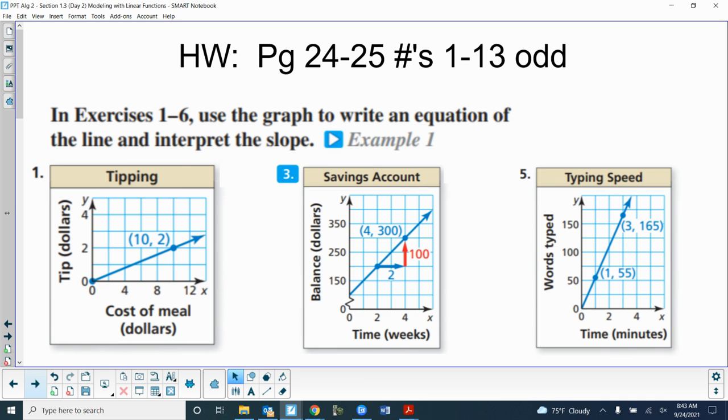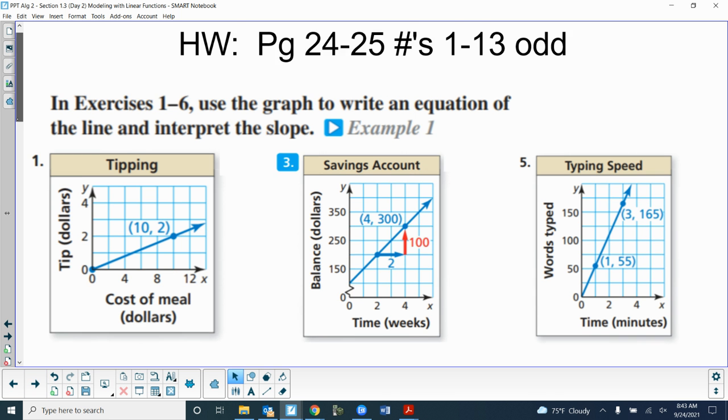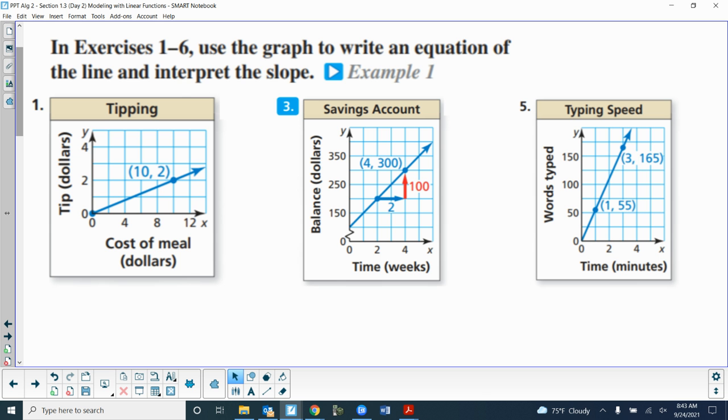Okay, so here's the first three, 1, 3, and 5. It says use the graph to write an equation of the line. All right, so the y-intercept you already know is what? 0. So what's your b value? B is 0, right?